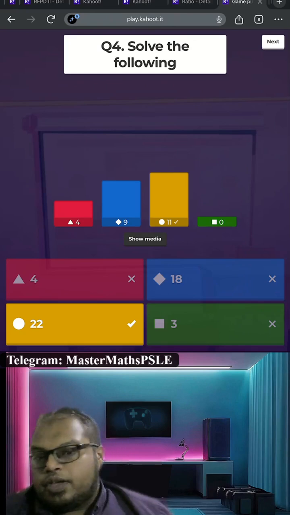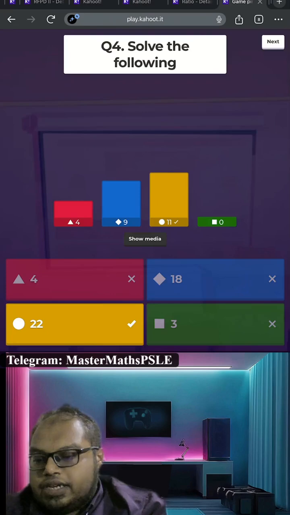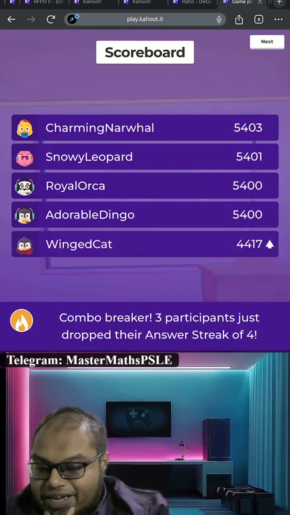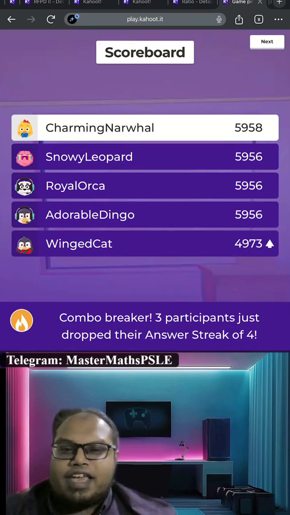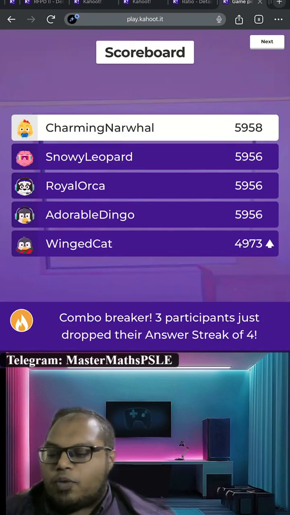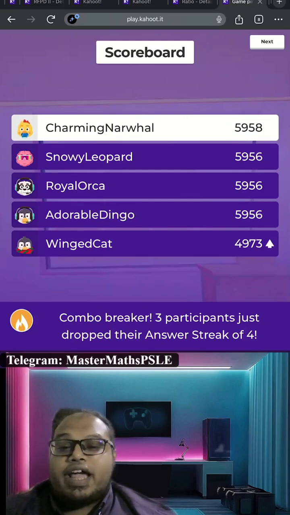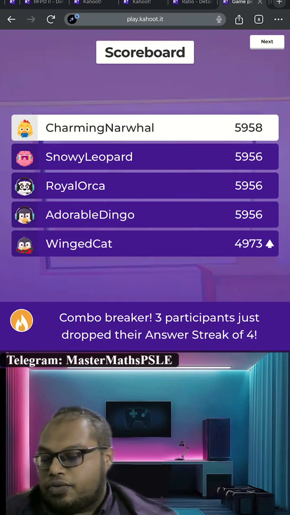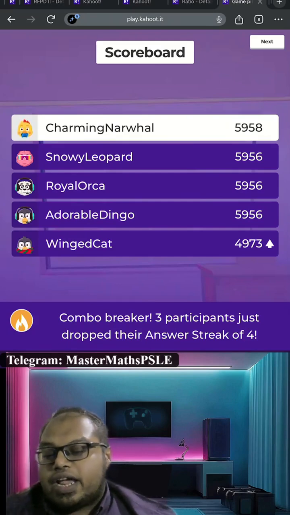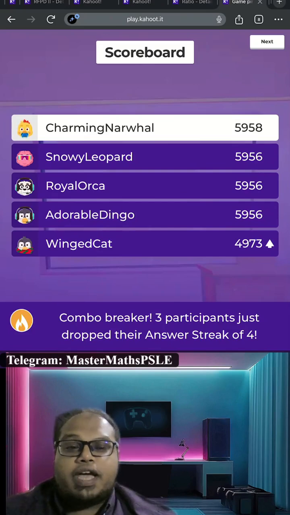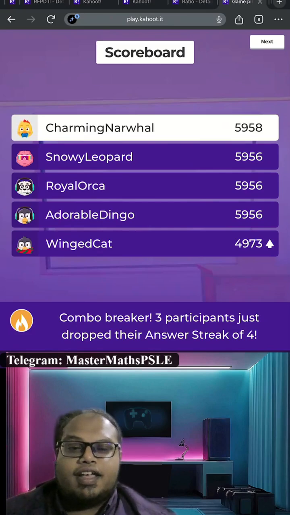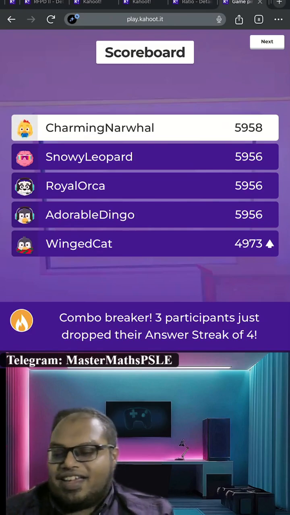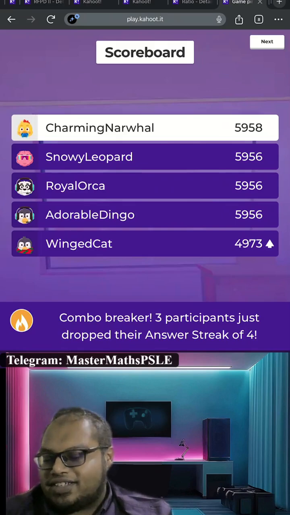Now let's see the rankings. Is there any change? Now it's slightly safer for the first place. We got the Charming Narwhal with 5,958. The second, third, and fourth are at 5,956 points, only 2 points behind. So the first spot is still not safe yet.